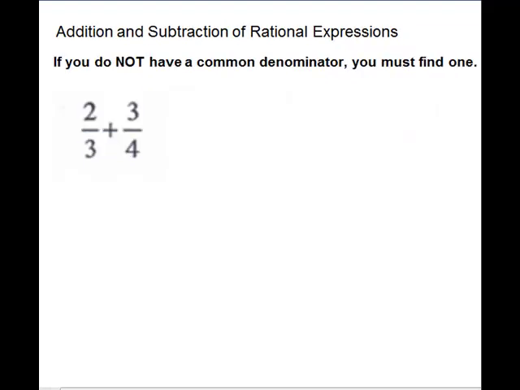If you do not have a common denominator, you must find one. For your denominators, if they have no common factor, then the LCD, or least common denominator, will be the product of the two. So this LCD will be 3 times 4, which is 12. So we're going to have 12 for an LCD. That means we want to get 12 on the denominator for both of these.